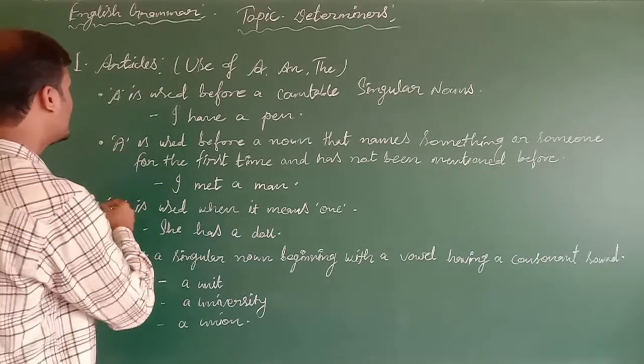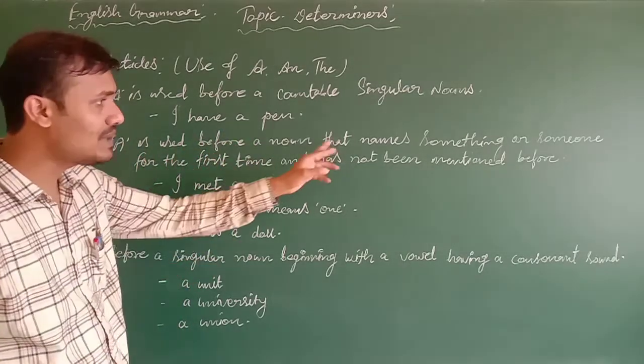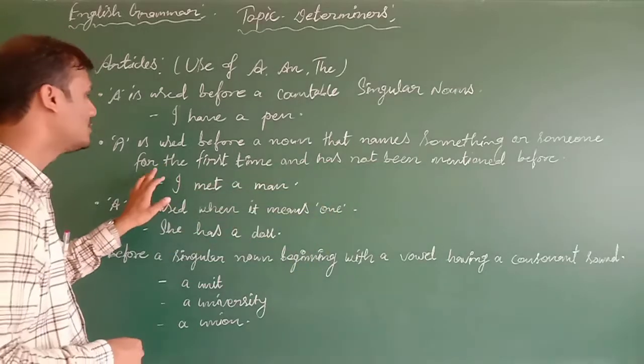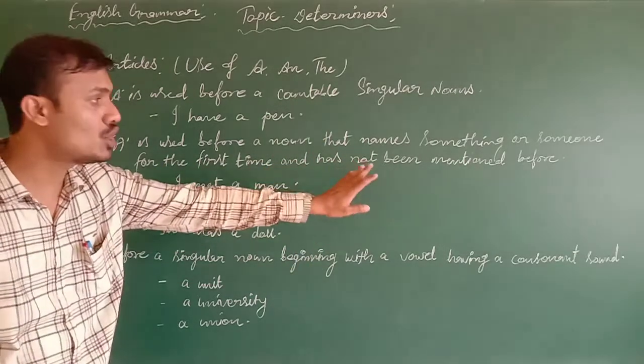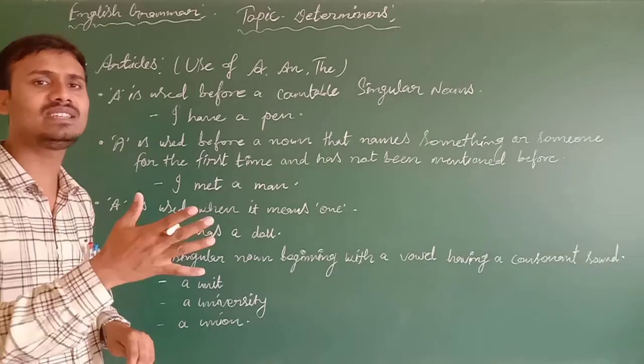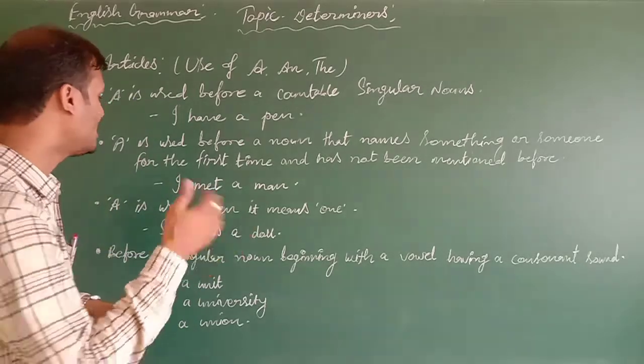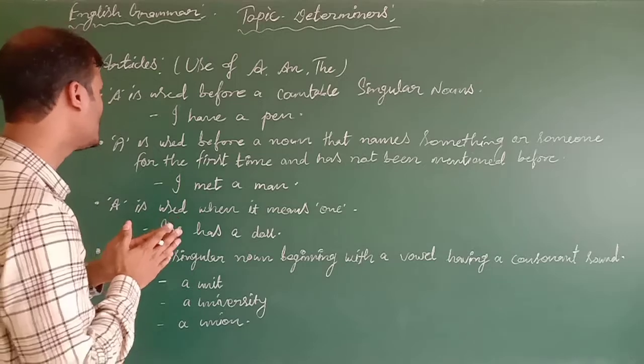Now the second use is, a is used before a noun that names something or someone for the first time and has not been mentioned before. जिसका हमने पहले कभी जिक्र नहीं किया, कोई नई चीज जिसको हम पहली बार बता रहे हैं, we are going to introduce you something or telling you about, then we are going to use a.